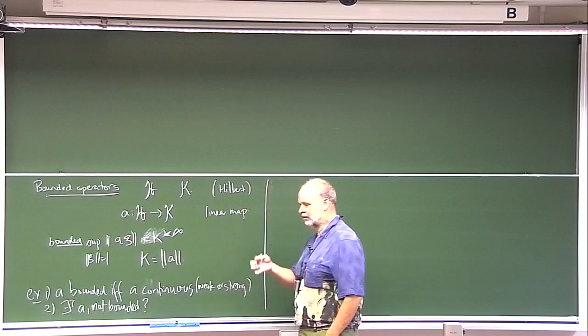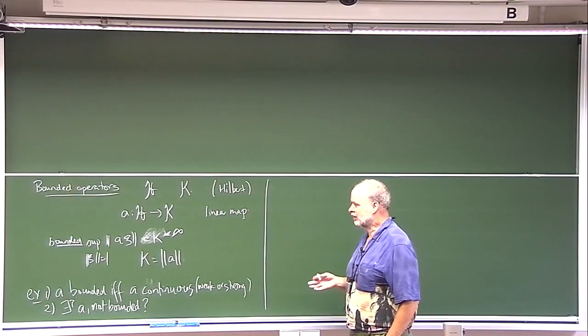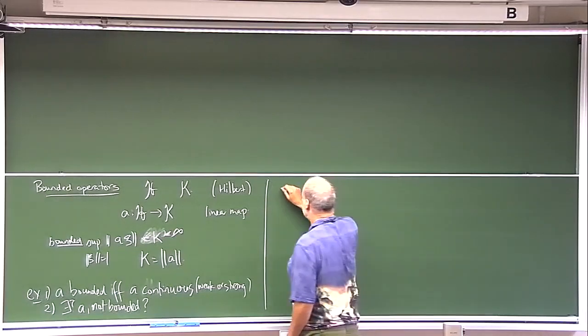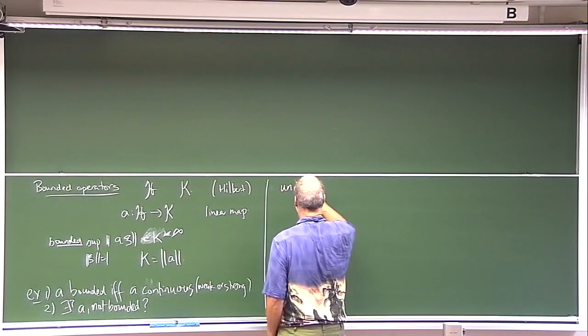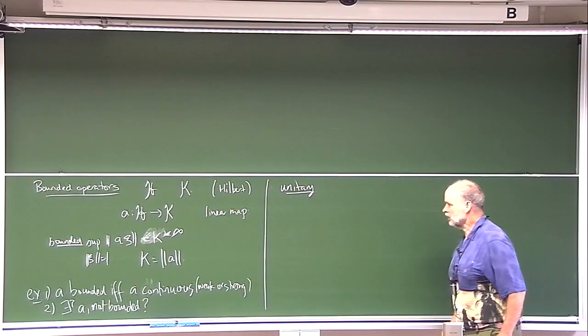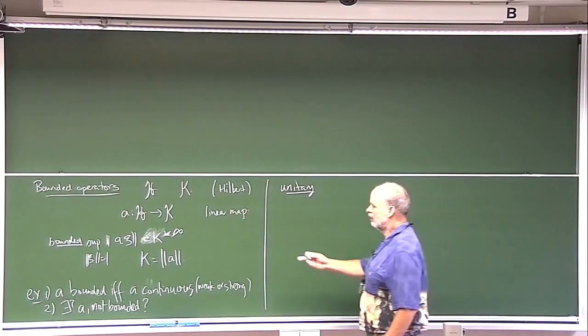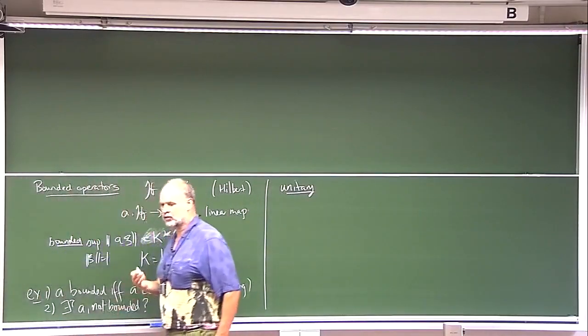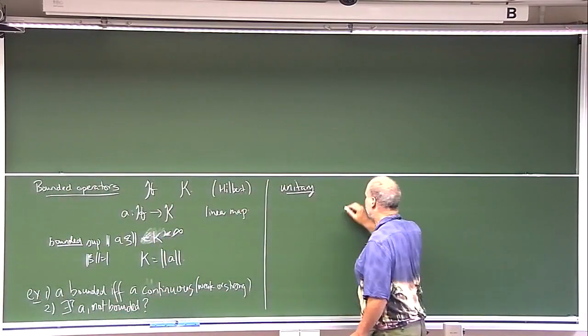We're still staying in the abstract realm, but the first kind of operator we already have an example of, and that's unitary. An operator is unitary if, as we've already defined, it's a surjective isometry.